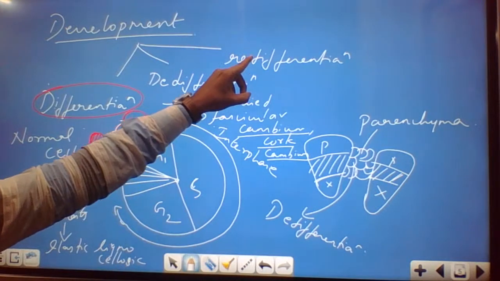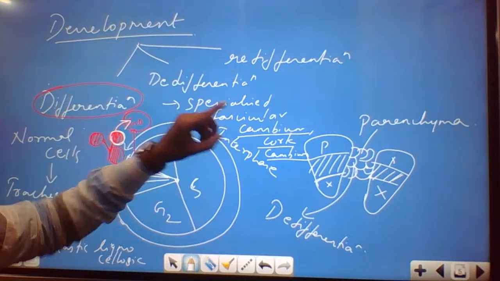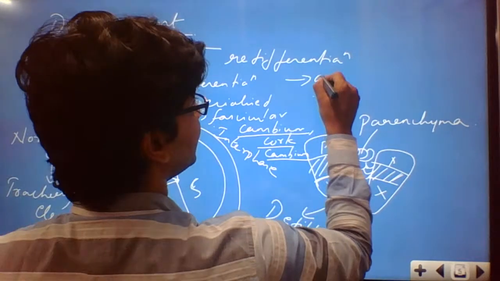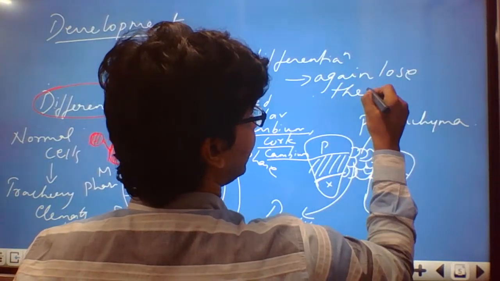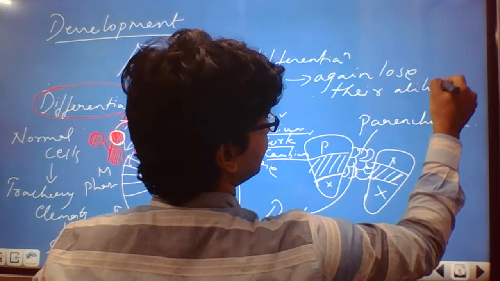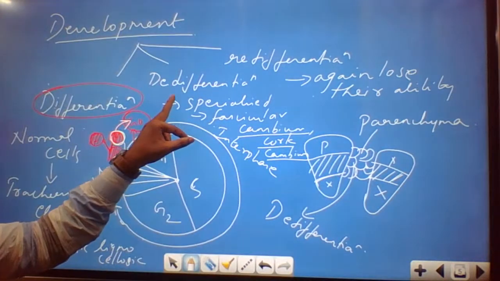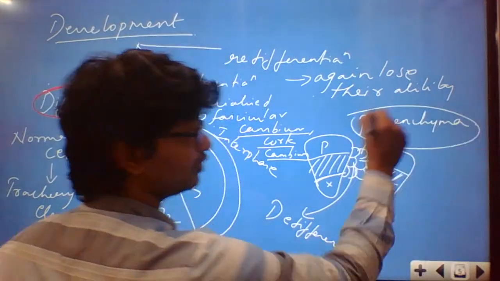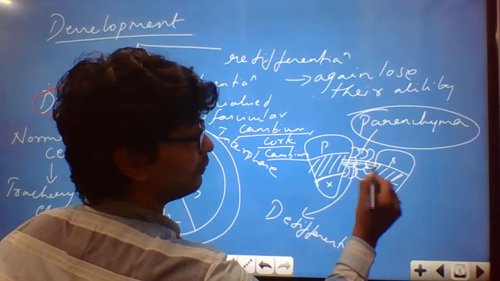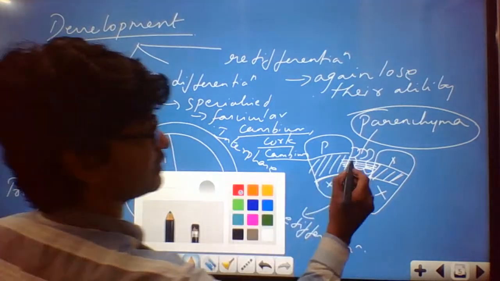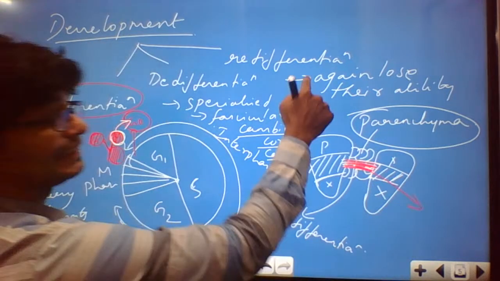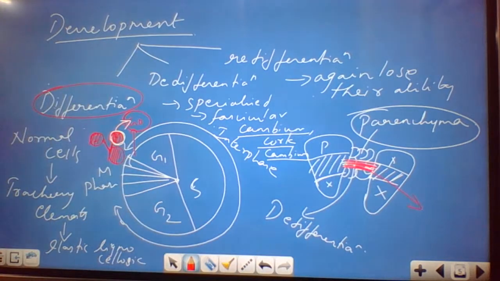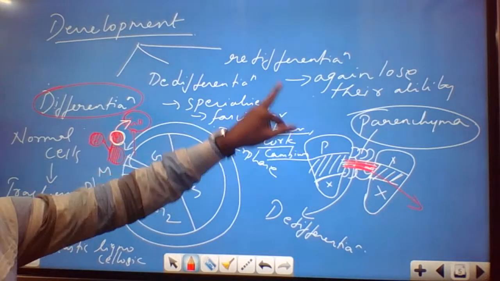Then what is redifferentiation? The de-differentiated cells again lose their ability. For example, the parenchyma cells, which we discussed as specialized cells, again lose their ability and start forming meristematic tissues. By this, they again start losing the specialized structure. This is called redifferentiation.